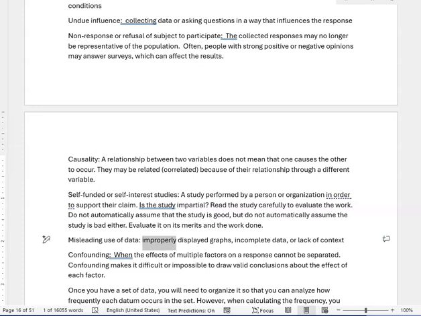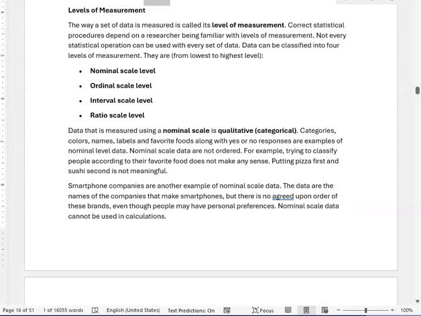Misleading use of data, improperly displayed graphs, incomplete data, or lack of context. Confounding, when the effects of multiple factors on a response cannot be separated. Confounding makes it difficult or impossible to draw valid conclusions about the effect of each factor. Once you have a set of data, you will need to organize it so that you can analyze how frequently each datum occurs in the set. However, when calculating the frequency, you may need to round your answers so that they are as precise as possible.